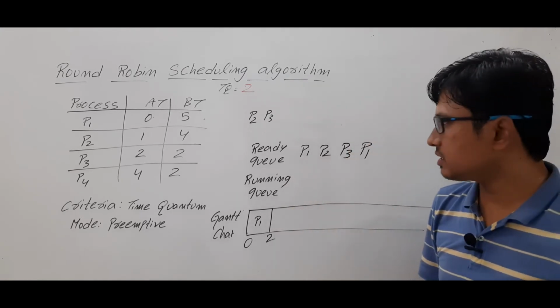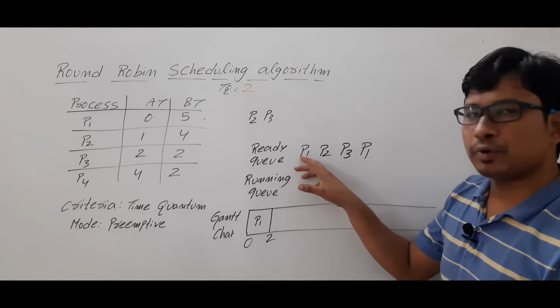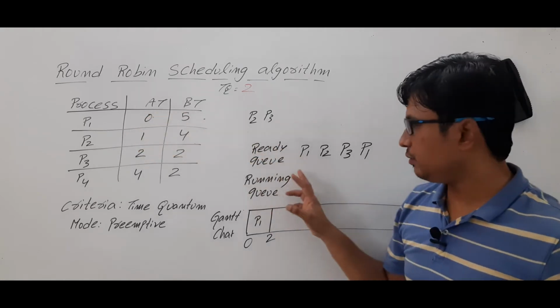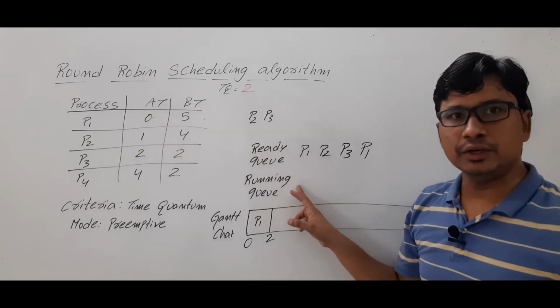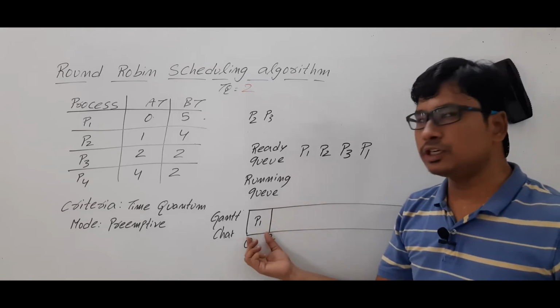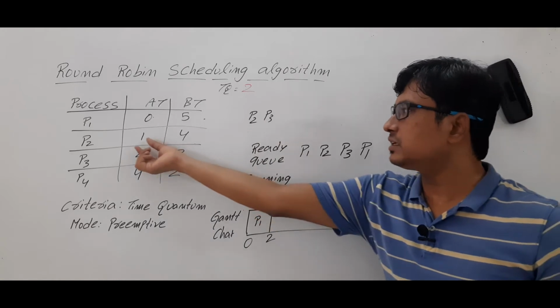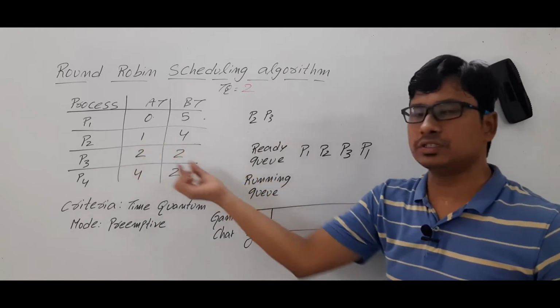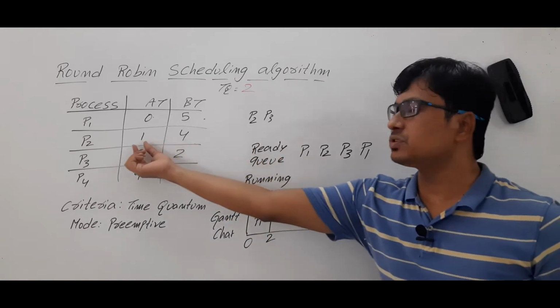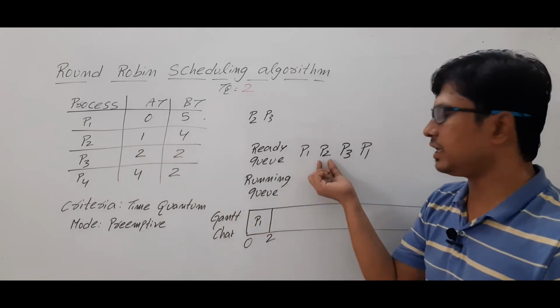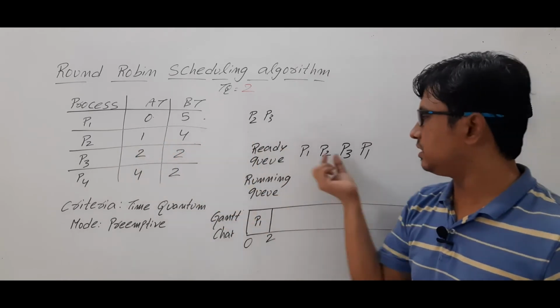Is it clear? Please remember again. The processor P1 was initially arrived and it was kept in the running queue and it has executed for 2 units of time because the time quantum is only 2 units. By that time, processor P2 and processor P3 have arrived. Which processor has arrived first? P2. So that's why I have kept P2, then P3.